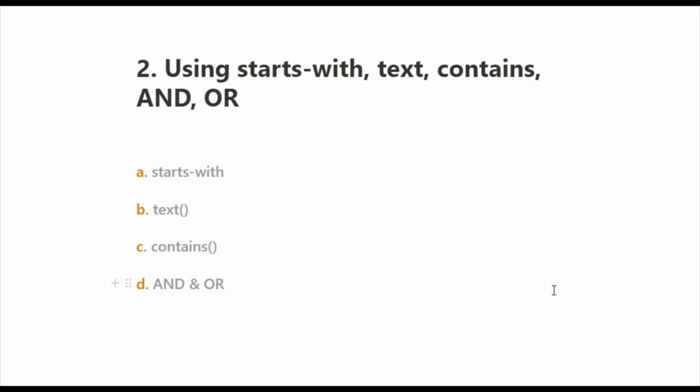So the second approach is you can use various XPath methods, that is starts-with, text, contains, and and or. So we are going to cover them one by one. Don't worry. I'll start with starts-with in first place, second text, third contains, and we'll take examples of and or at last. So let me start with the first point.